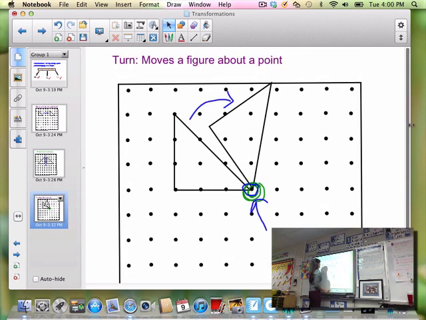So, using what we learned today about transformations, I hope that you have a deeper understanding for a slide, a flip, and a turn. Use your learning to help you answer tonight's practice questions, and as always, bring your questions to class tomorrow.